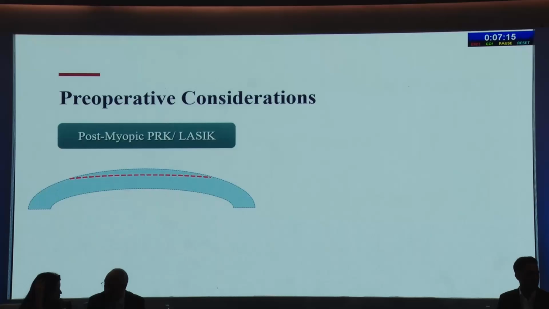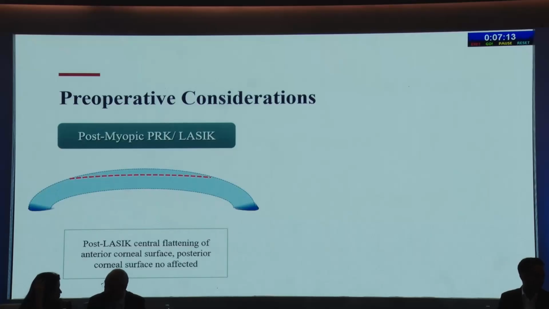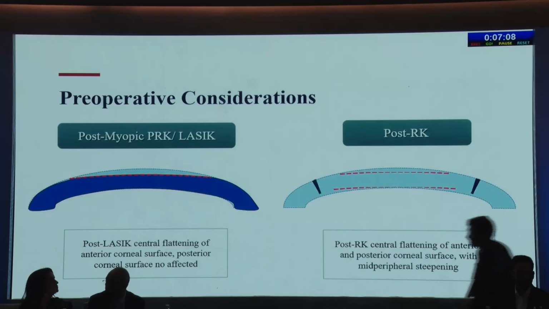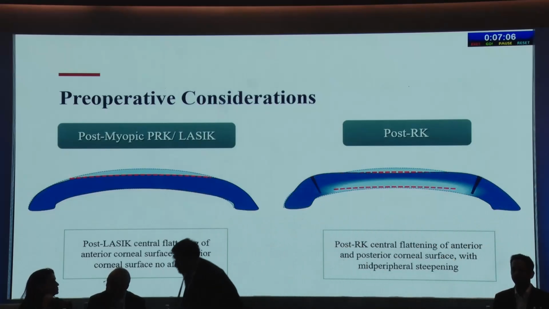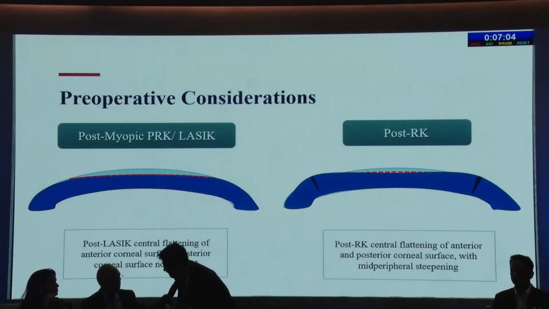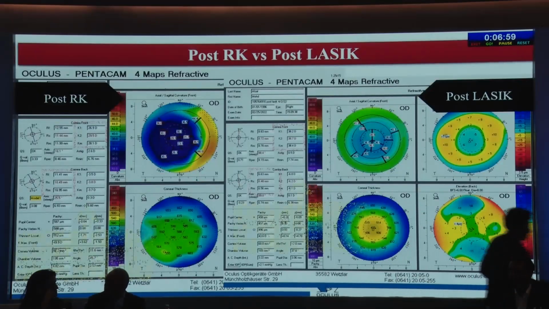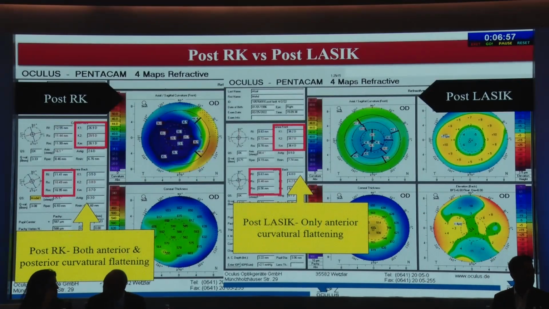Now, looking at the IOL power calculation, we all are aware that after myopic PRK and LASIK, there is a central flattening of the anterior corneal surface. In post-RK, there is a flattening of both the anterior and posterior corneal surface with mid-peripheral steepening, and this is what is going to lead to errors in IOL power calculation. This is corroborated by the topography as well.